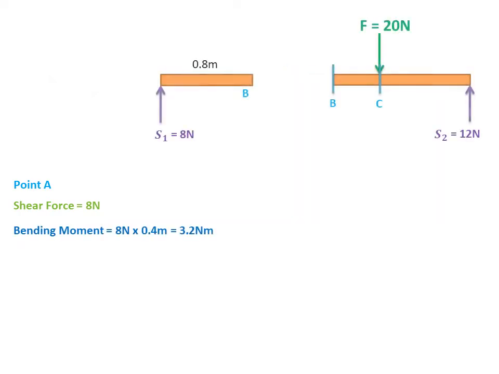Similarly, for point B, using the same procedure, the shear force is 8 Newton. The bending moment will be 6.4 Newton-meter.